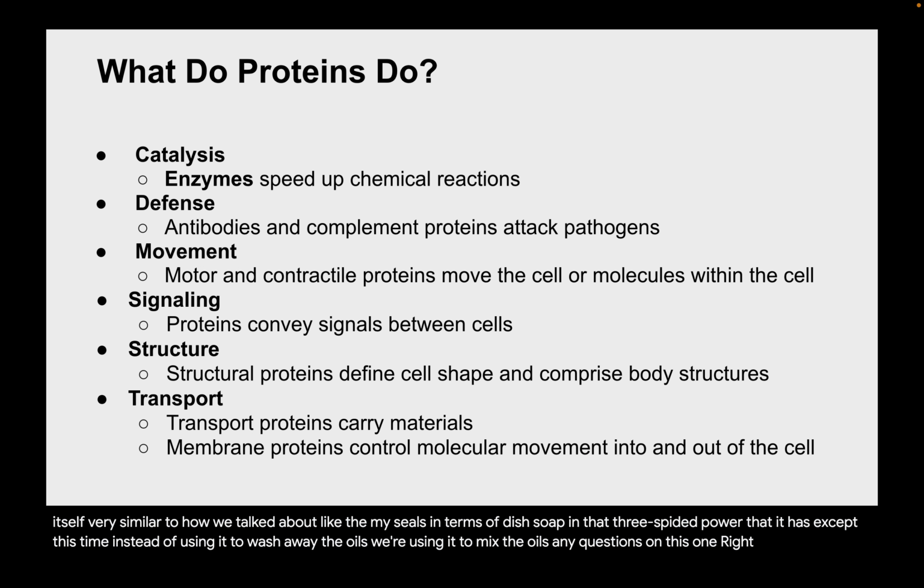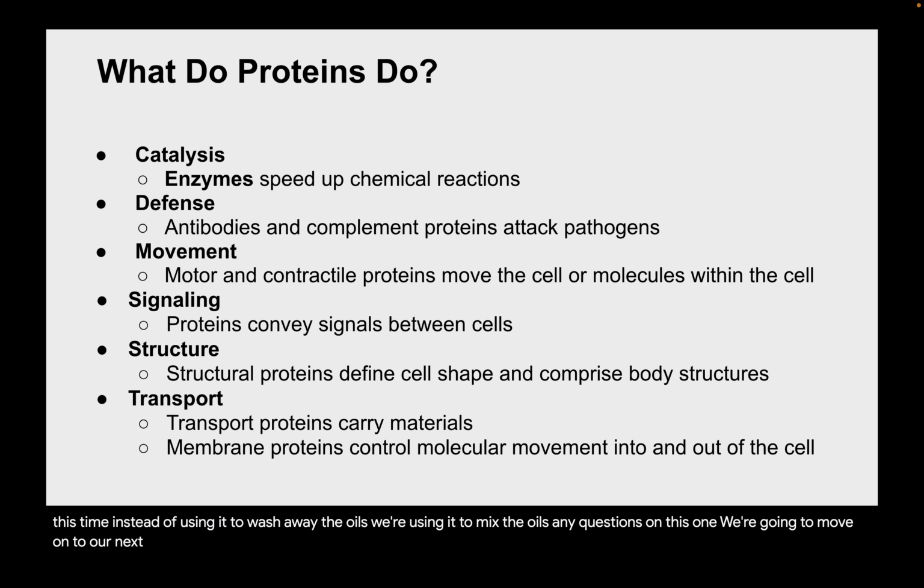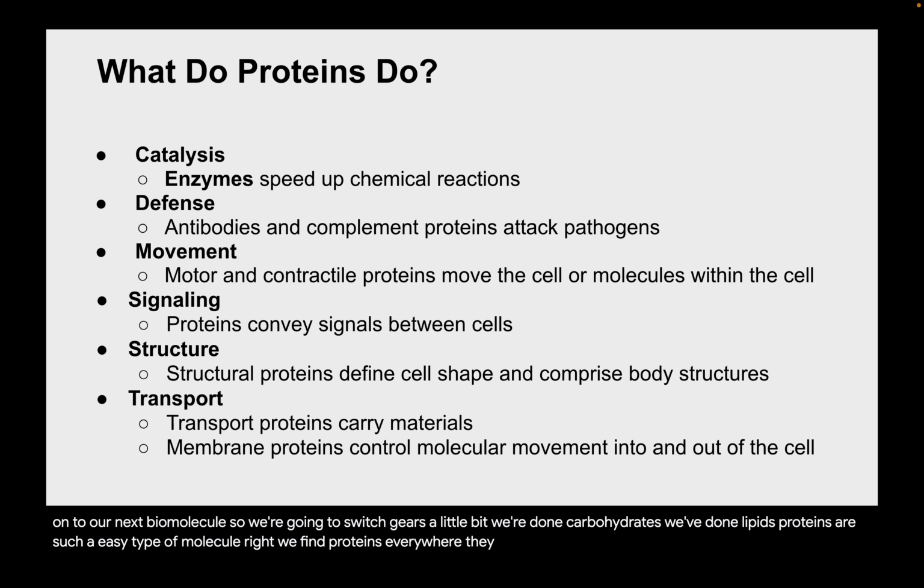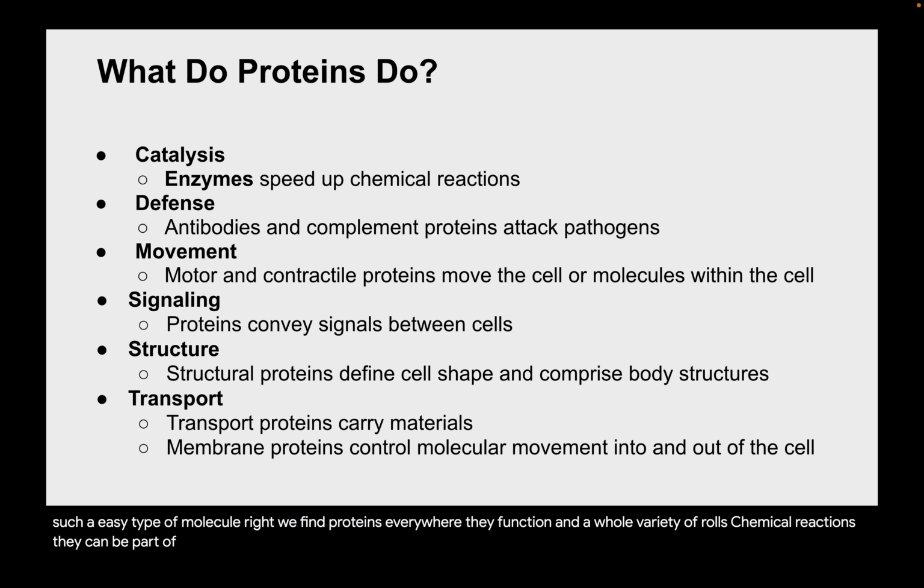All right. We're going to move on to our next biomolecule. We're going to switch gears a little bit. We've done carbohydrates. We've done lipids. Now we're going to talk about proteins. Proteins are such a hugely important type of molecule. We find proteins everywhere. They function in a whole variety of roles. They can be enzymes, which help speed up chemical reactions. They can be part of antibodies. They can help movement within the cell, structure, signaling, transport. There are so many different roles that proteins can carry out.